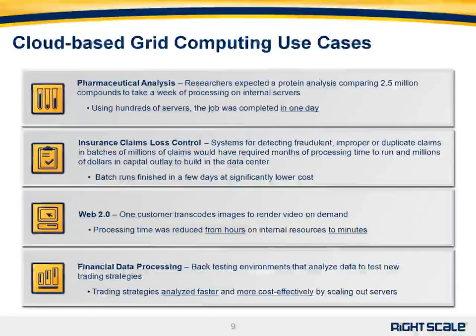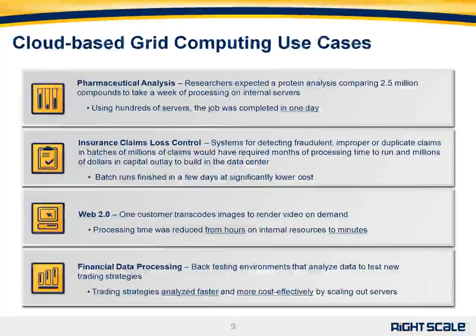So these are some of the different examples that we found in looking at our existing customers, where they were looking to do cloud-based grid computing. And there's all different types of industries that get attracted to the cloud and thus to RightScale to manage their processes in the cloud. Companies that do pharmaceutical analysis, where the researchers are looking at protein analysis and comparing millions of different compounds. And what they were finding was that it would take quite a bit of time to do this type of analysis on internal servers. But using RightScale, they were able to do the job really in less than a day.